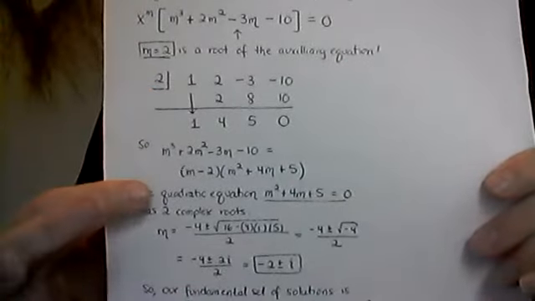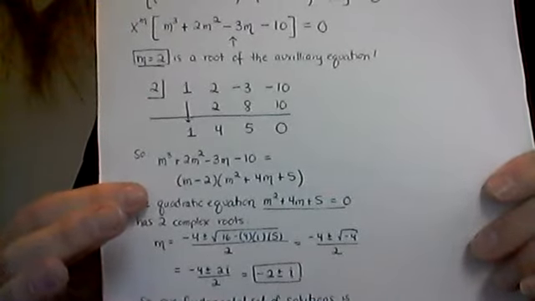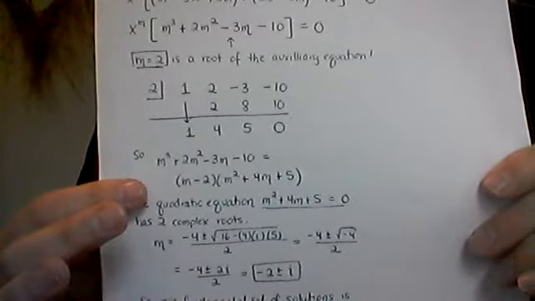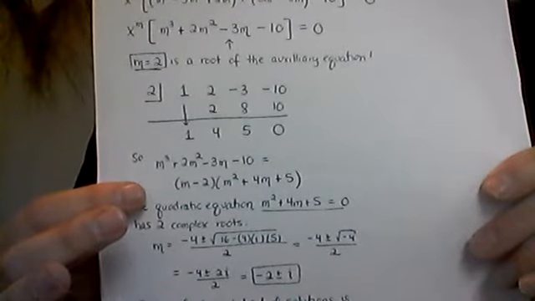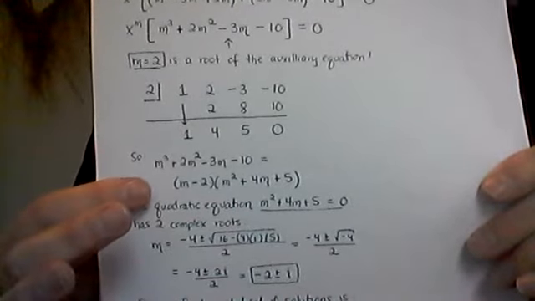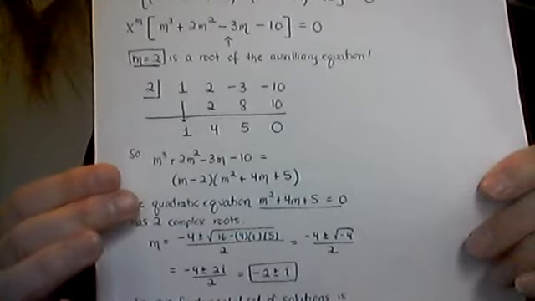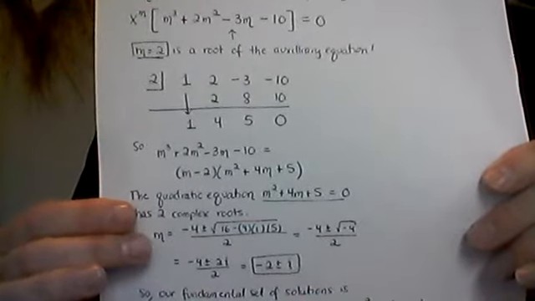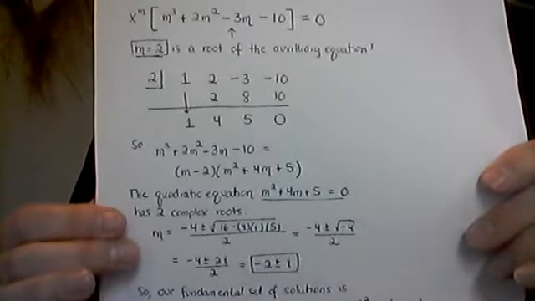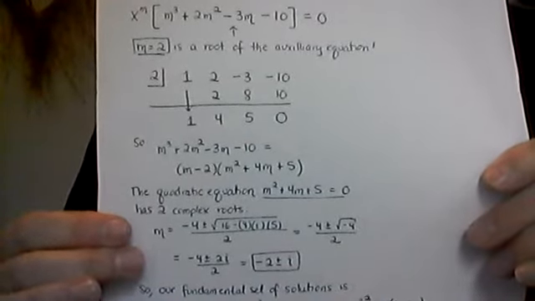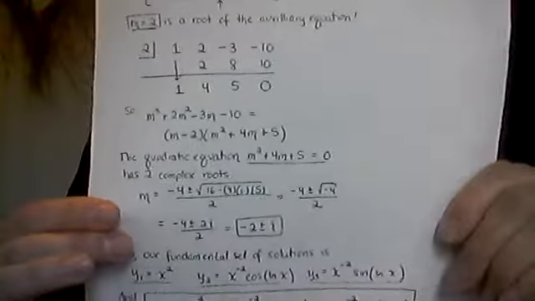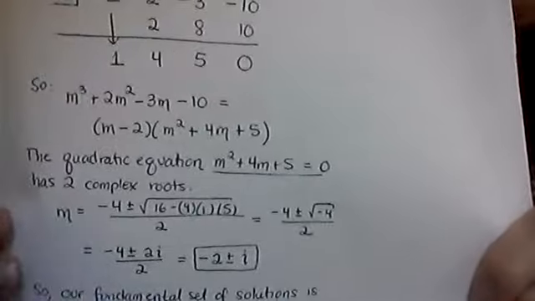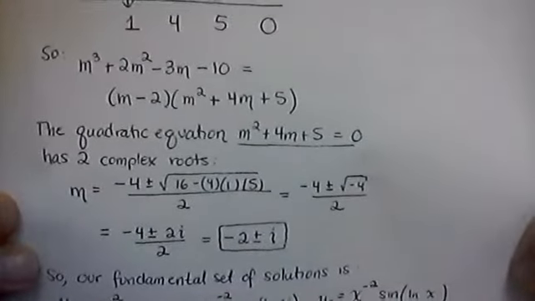I've done some synthetic division here, and it turns out that the cubic polynomial factors into m minus 2 times m squared plus 4m plus 5. As we probably guessed from looking at the graph of the cubic polynomial, since it only had one real root, we surmise that the quadratic polynomial m squared plus 4m plus 5 does not have any real roots, and indeed it has complex roots. So we're going to take a look at those complex roots by using the quadratic formula.